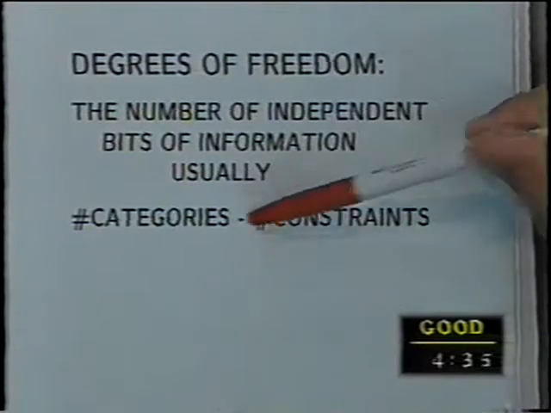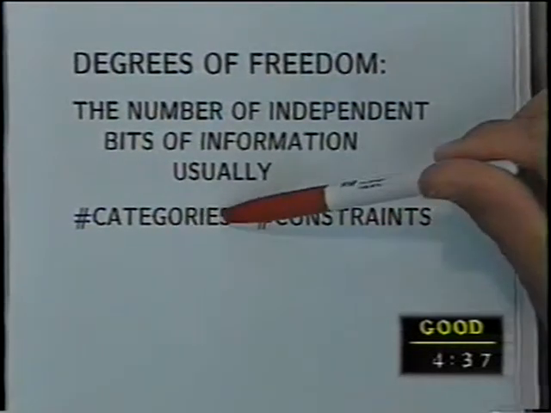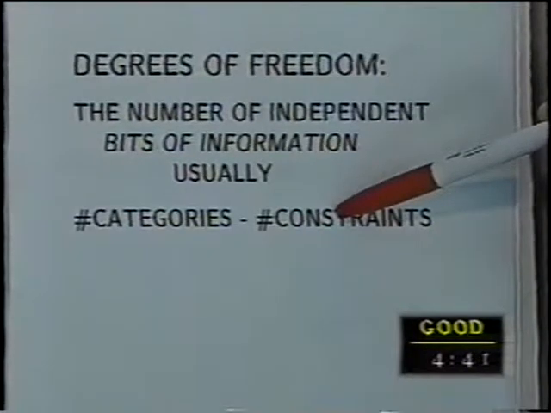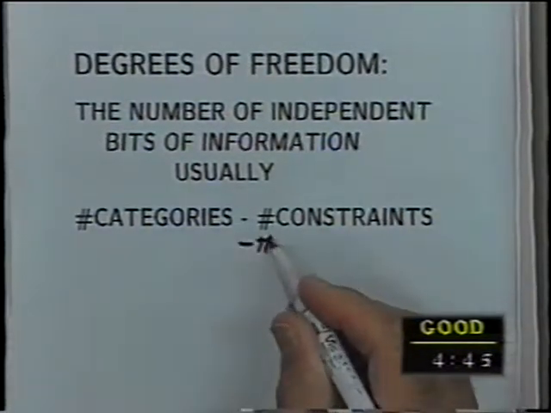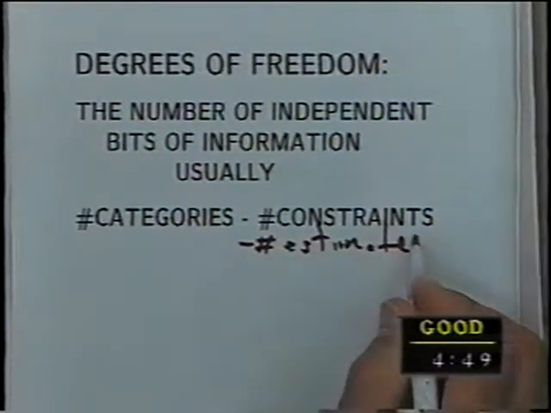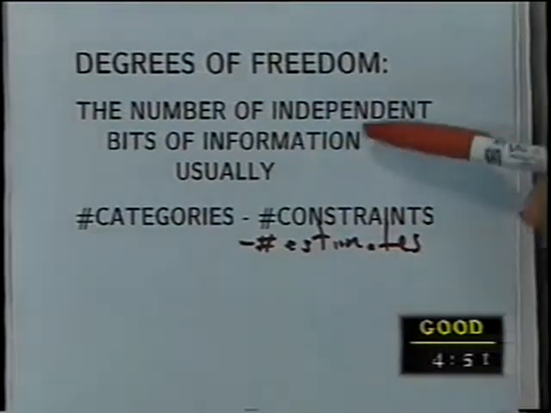Well, then I have to subtract from the number of observed values each of the constraints that I have. And if I happen to have any estimates, I will also subtract off the number of estimates. Right now, for this example, we don't have any estimates. But if I had, I would subtract it off.